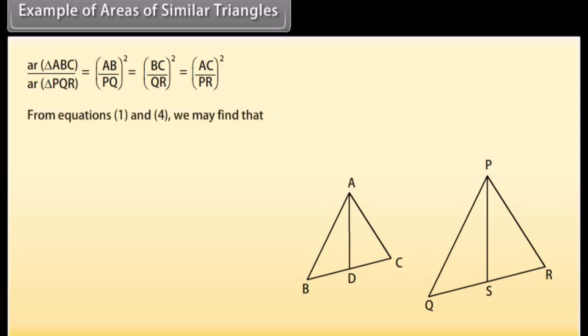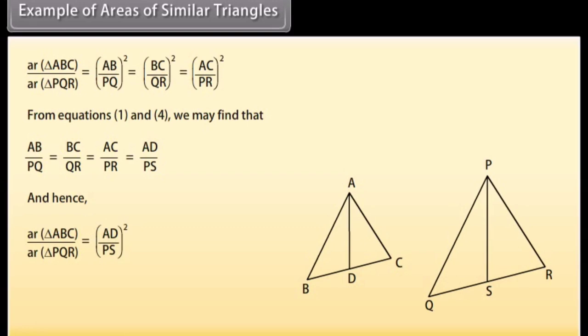From equations 1 and 4, we find that AB/PQ equals BC/QR equals AC/PR, which is equal to AD/PS, and hence the area of triangle ABC over the area of triangle PQR equals (AD/PS) whole square.